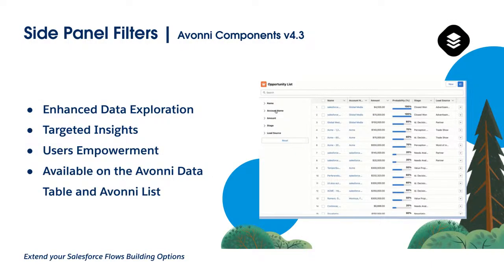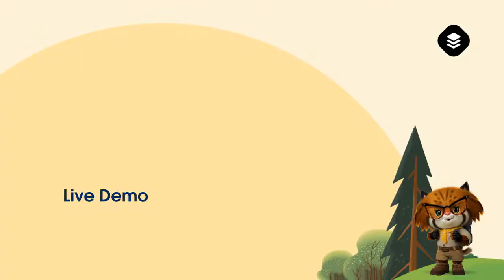Next new feature, I'm talking about side panel filters. And that's extremely powerful because now you have the ability to display filters on the Avonni data table and also on the Avonni list using a side panel. So all the information will be on the same component, and users will be able to use the filters they can find on the left or right side to fine-tune the data they want to display on the component. The best way is really to show you that live with a demo.